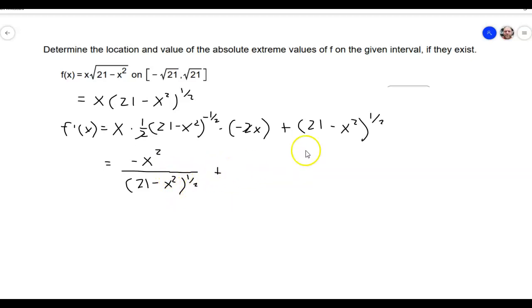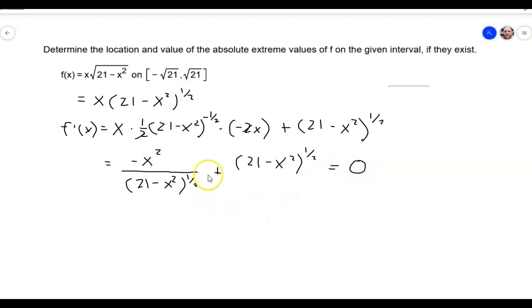And then plus, up here we'll have 21 minus x squared to the 1/2. Now remember, we're setting this equal to 0, because if we set it equal to 0, we're going to find where we have a tangent line that is horizontal. And a horizontal tangent line indicates that we have either a peak or a valley on our graph. So we're going to set this equal to 0.